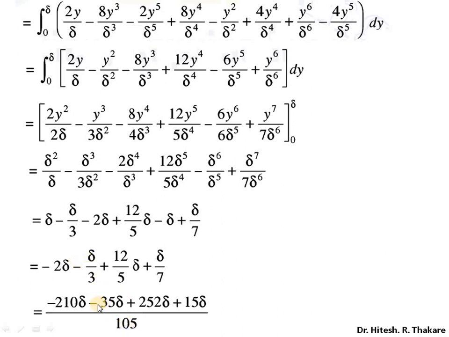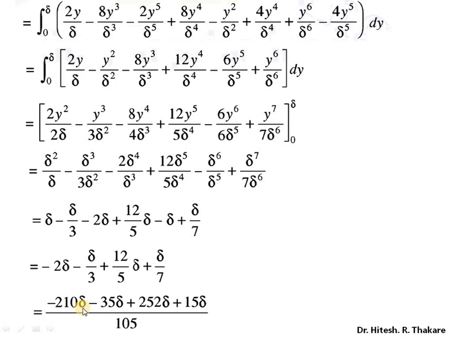So we get minus 35 delta, plus we need to multiply over here by 105 divided by 5. So that is 21. So 21 into 12 gives us 252 delta positive, plus at this point we need to multiply this parameter by 105 divided by 7. So that gives us 15. So 15 times delta. So now for all the terms we have a common denominator 105.